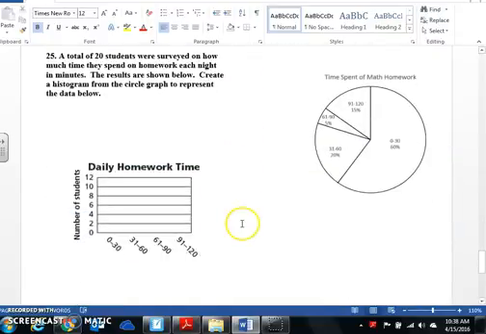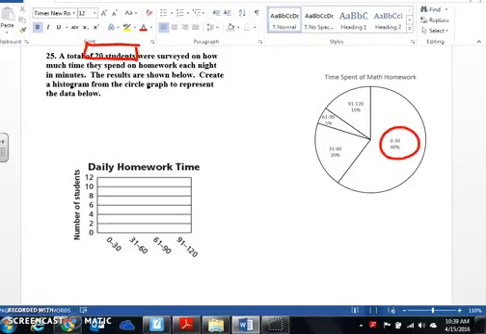And last one, I believe. Okay, a total of 20 students were surveyed on how much time they spent on homework each night, in minutes. The results are shown below. Create a histogram from the circle graph to represent this. Every single time we see a percentage, you should be turning that into a decimal. Let's start with the smallest interval, which is 0 to 30, which is right here. I turned 60% into a decimal by going over 2, so that's 0.6 times, and remember we had a total of 20 students. So 0.6 times 20 gives me 12. So I go back to my histogram, I go all the way up to 12, and I fill it in.